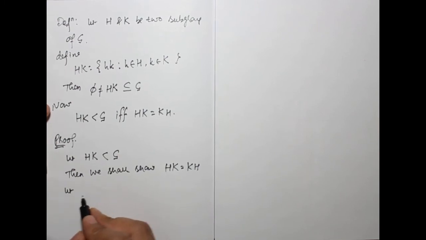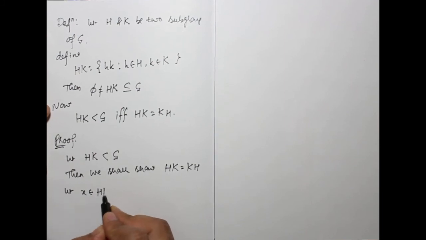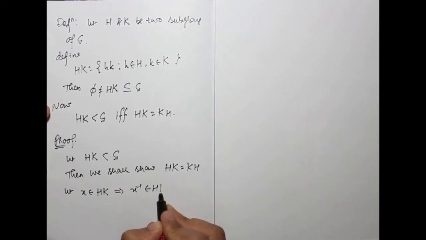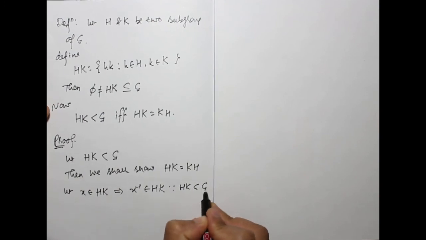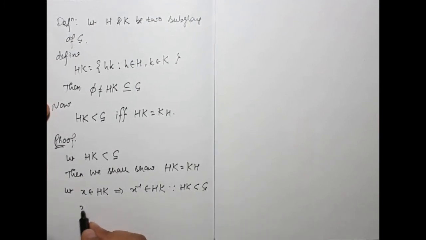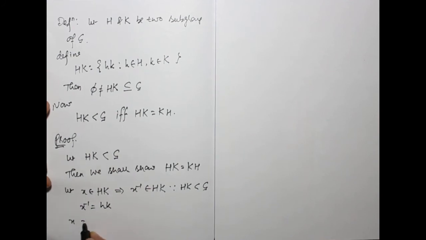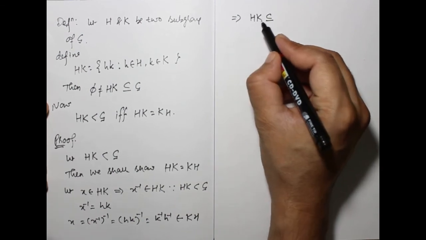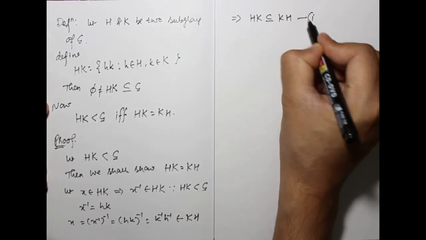Let x belong to HK. It implies x inverse belongs to HK, since HK is a subgroup of G. So we can write x equals the whole inverse of x inverse, which is equal to k inverse h inverse. But this belongs to KH, because k inverse is an element of K and h inverse is an element of H. It implies HK is a subset of KH, number 1.